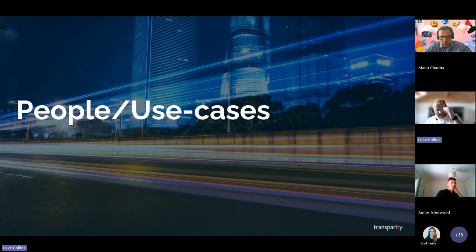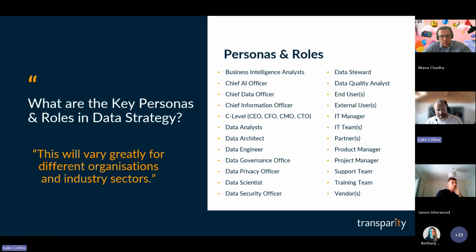Then we get on to the final two, people and use cases, which sort of go hand in hand really. So Manu touched on some of the key personas that are having challenges with data today, and these are really the key personas that we engage with when we help customers formulate their data strategy. I'm sure we've got some of those personas on the call today, but these are really the ones that you need to identify and engage at an early stage in order to build the winning data strategy that we're talking about today.